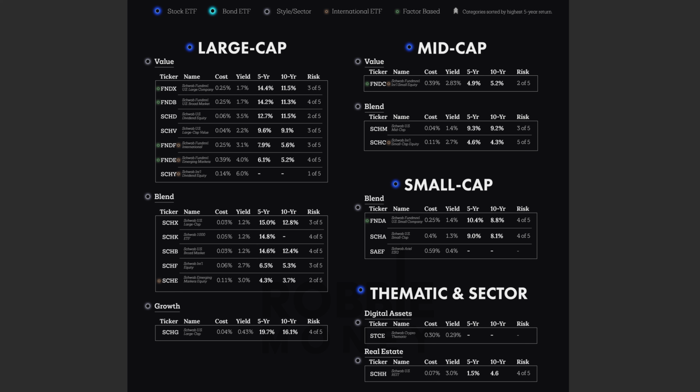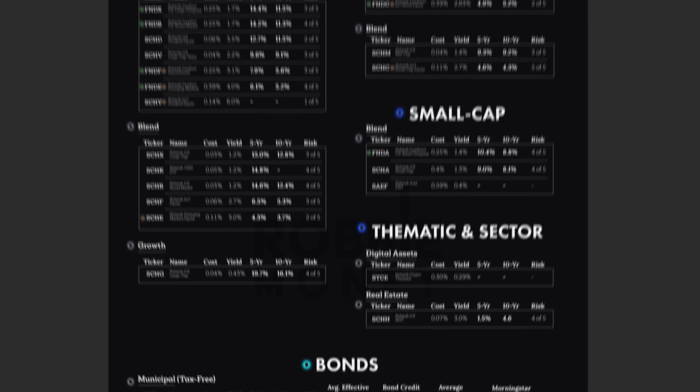Now, one of the common mistakes I think people make is that they don't look at the risk, which is why I included it here. So you can see the risk of all these different ETFs based on Morningstar. And so if an ETF doesn't have a good return, but it has a high risk, maybe it's not the best ETF. Bonds have some extra things that we needed to include.